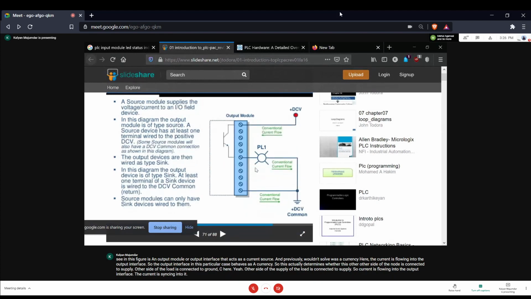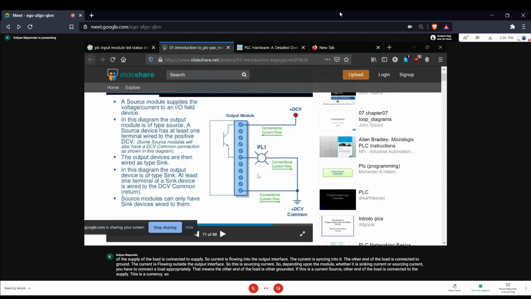Here, the other end of the load is connected to ground. The current is flowing outside the output interface. So this is sourcing current. So depending upon the module, whether it is sinking current or sourcing current, you have to connect the load appropriately. That means the other end of the load is grounded if this is a current source, and the other end of the load is connected to the supply if this is a current sink.